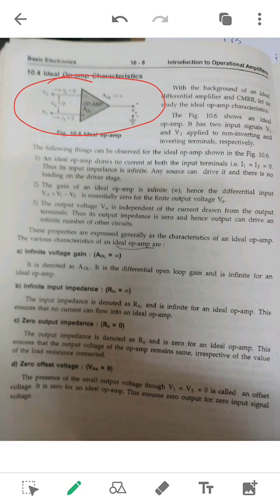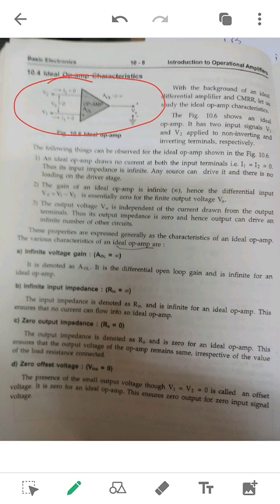Refer to this figure. So the following things you have to observe here. There are 3 points they have highlighted. An ideal op-amp draws no current from the input terminals, that is I1 equal to I2 equal to 0, means there is no current. Because of this, the input impedance is infinite and the source can drive it and there is no loading on the driver stage.